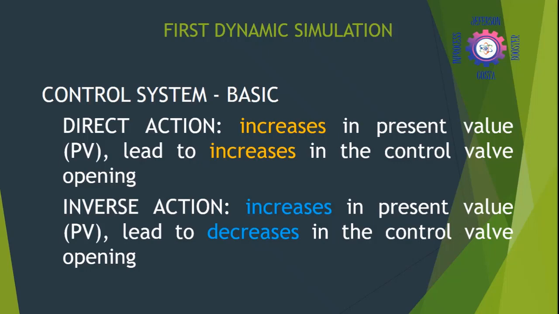If to increase the present value, we need to decrease the valve opening, we have an inverse action. I will give more details when we talk about the block flow diagram, but keep in your mind that when I need to increase the present value and I need to open the valve, I have direct action. And if I need to increase the present value and I need to close the valve, I have the inverse action. That is very important because to set your control loop, you need to define if the action in your control system is direct or inverse.